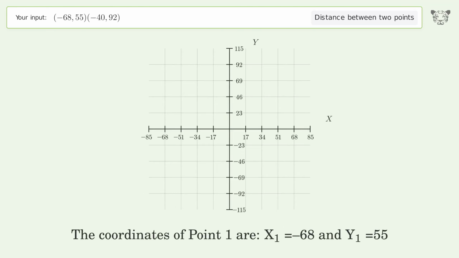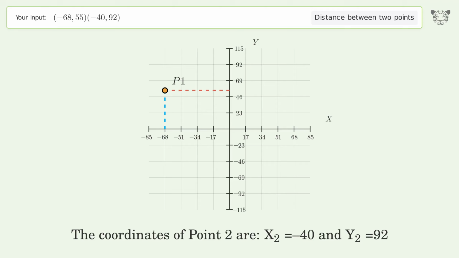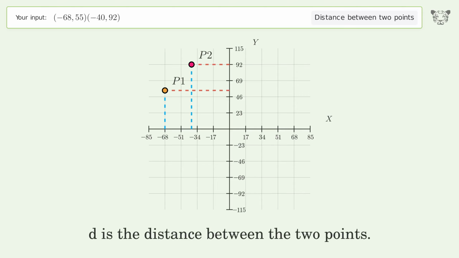The coordinates of point 1 are x1 equals negative 68 and y1 equals 55. The coordinates of point 2 are x2 equals negative 40 and y2 equals 92. D is the distance between the 2 points.